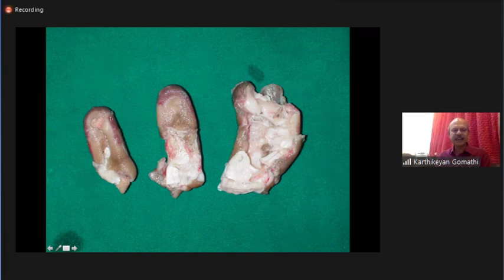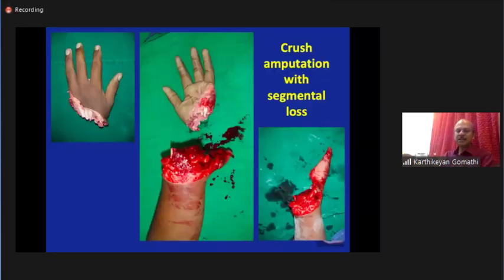This is the red line sign or the ribbon sign, which says that this vessel is injured. Anyway, we're not going to replant this. Now the question comes when there is a segmental loss or an avulsion.